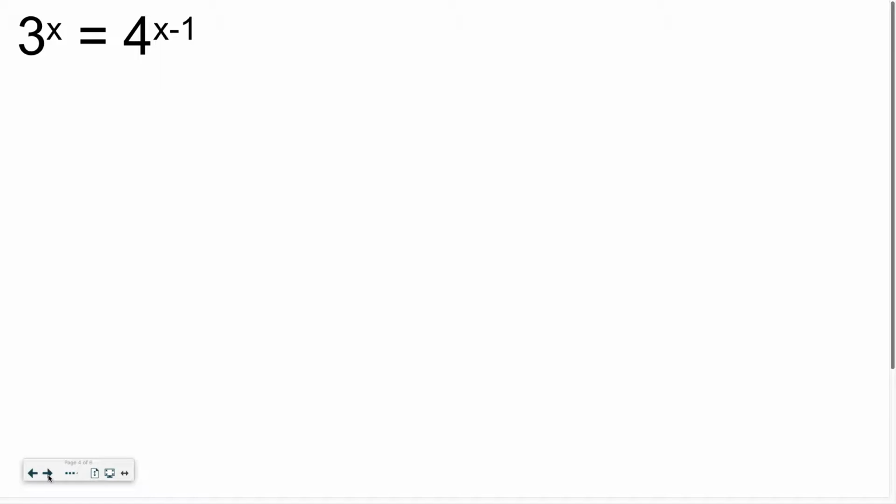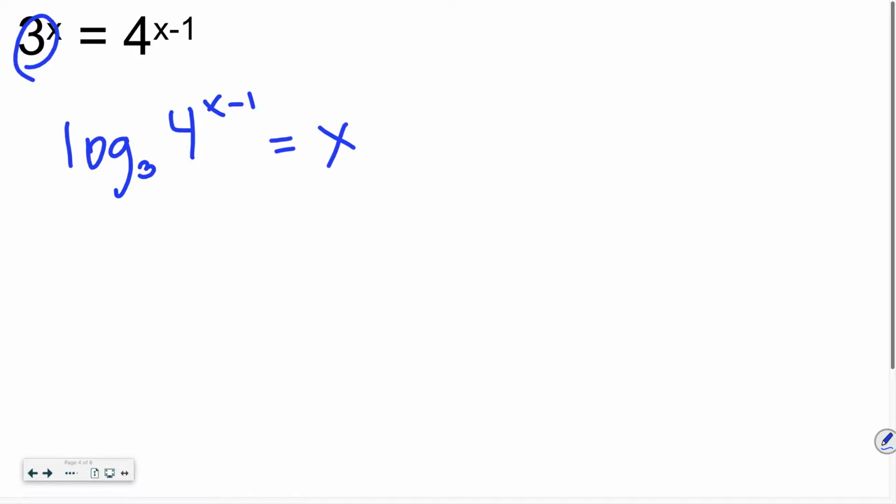What is the problem with this one? They don't have the same base. Is there any way we can force them to have the same base? No. Okay? And if we tried to rewrite, please don't do this along with me, but if we tried to rewrite like log base 3 of 4 to the x minus 1 equals x, even that's not even helpful. Do you agree? Okay.